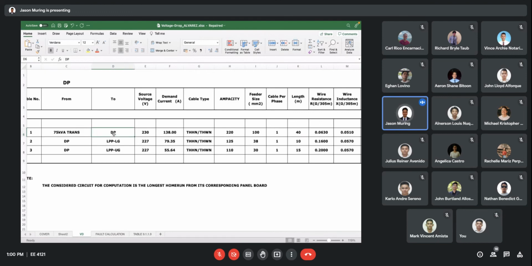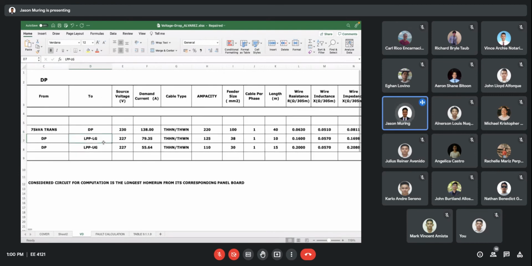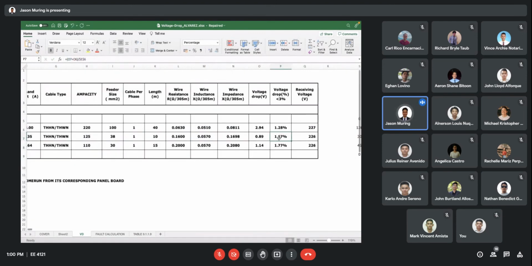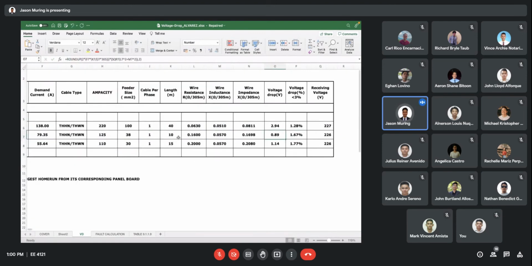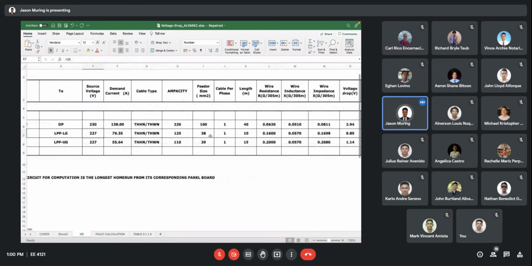to the distribution panel. Then in our case, it is from the distribution panel or from the branch circuit protection device to the farthest load. So this is the calculation for the branch circuit. Supposedly, the calculation here should strictly be just this value divided by this value, the voltage at the point where we obtain this branch circuit.